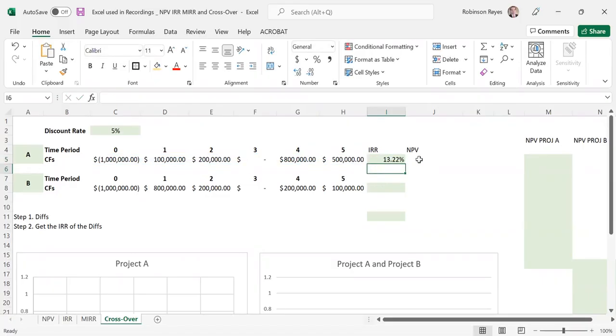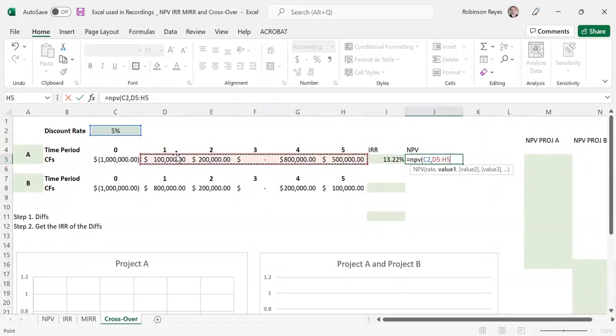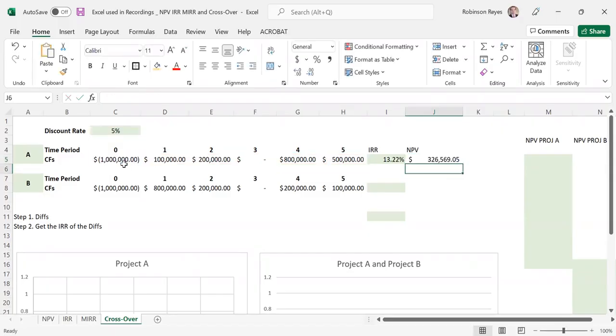We can then calculate the NPV, and we know NPV is NPV of the future cash flows. We need to give Excel the rate first, then all the future cash flows, and then we add the initial investment. I mean, we subtract it, but because this is already negative, we add it. We add this cell, which is negative, so we're subtracting the initial investment. Now we have the NPV.